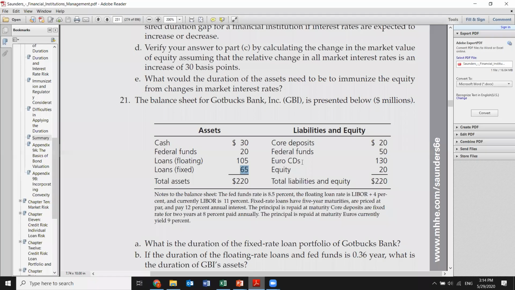And we move to part B. So this was part A, just straightforward. We need to calculate the duration gap. And for B, we need to calculate the duration for the floating rate loans and the Fed funds, if it's 0.36 year. And what is the duration of the bank's assets on average? So they're given some duration. So we need to calculate with a proportional weighted average, okay? Now we need to calculate it for all assets.